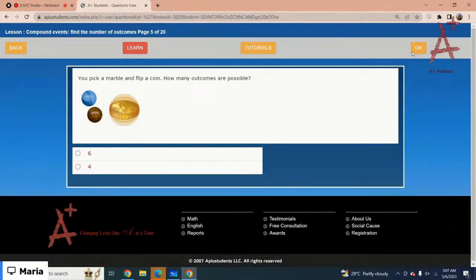You pick a marble and flip a coin. How many outcomes are possible? When you flip a coin, you have just two options and you have two marbles. So 2 times 2 makes 4. That means the total outcomes we have is 4. The correct option is 4.